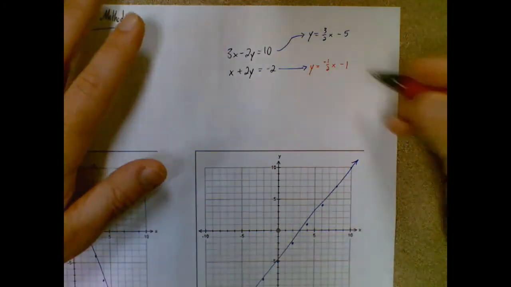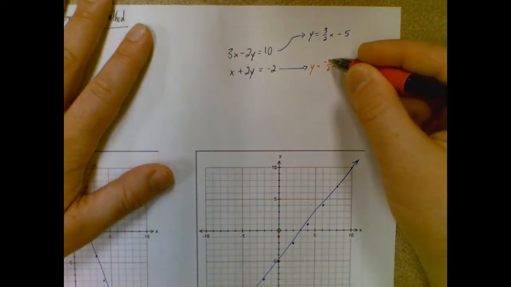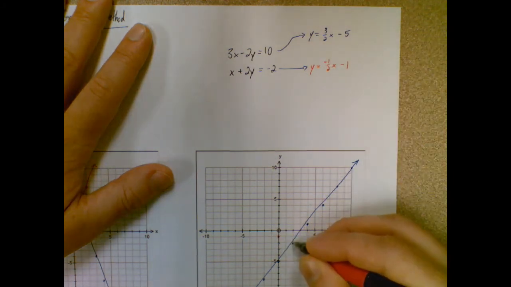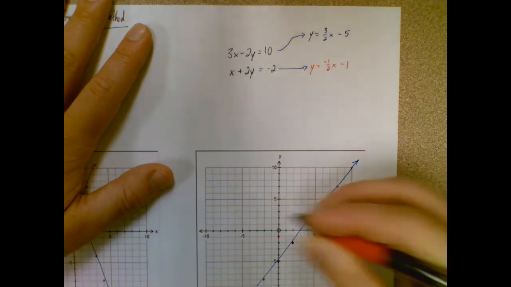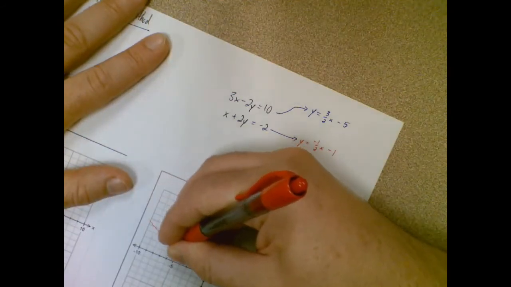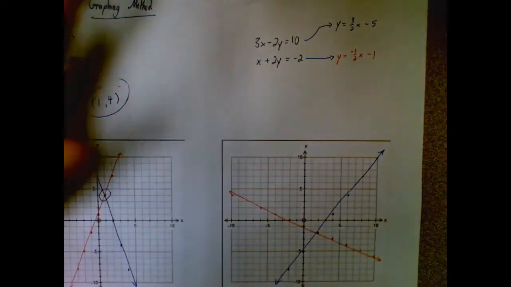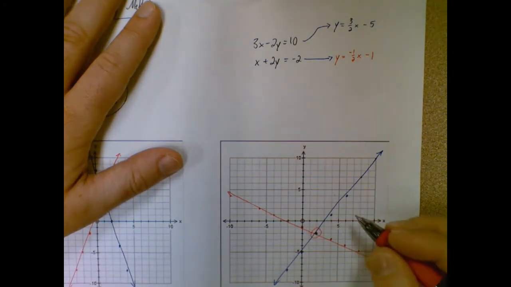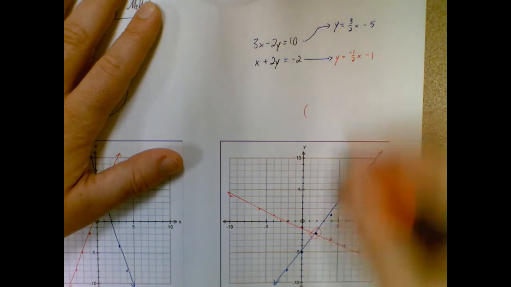This one I start at -1 here, and this is a negative on top, so down 1, but the 2 is positive, so down 1, right 2. Down 1, right 2, etc. When you do yours, you'll probably only need a couple points to get yours right, but I'm doing these by hand, so I need a few more. Now my intersection point is right here. It looks like my answer for this one is (2, -2).